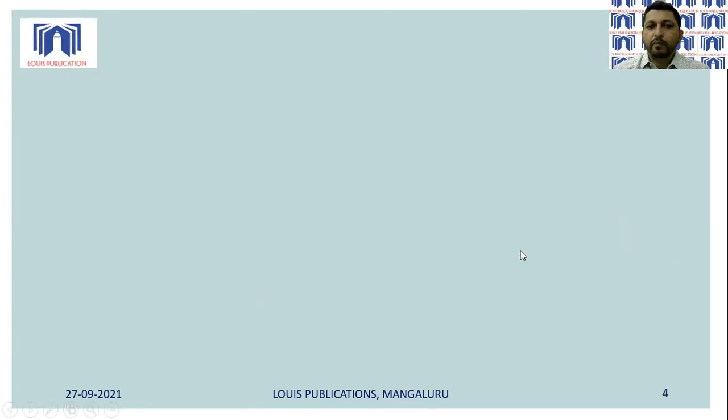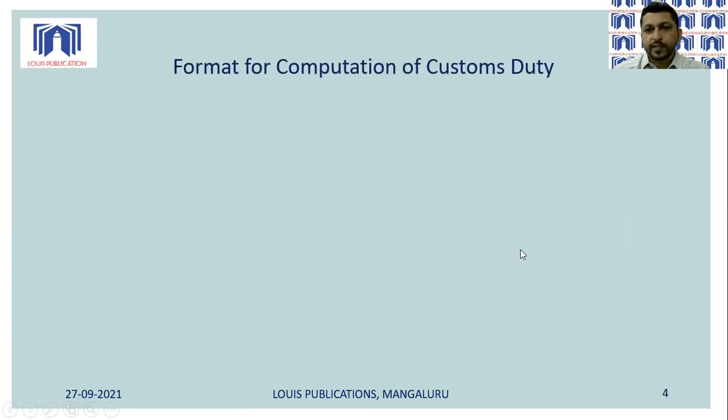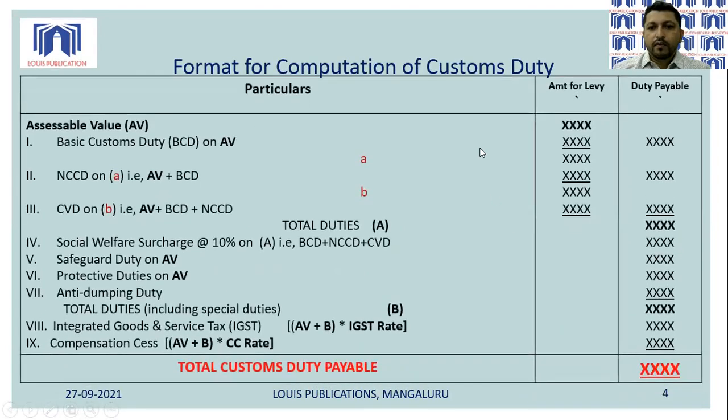Next, we will look at the format for computation of customs duty. We prepare two amount columns. One is the amount for levy and another is duty payable. Assessable value is first written in the inner column. Then we calculate basic customs duty. It may be given as 10%, 12.5, 20, 35, 30. Whatever rate is given will be calculated on assessable value. The same basic customs duty value will be written in the outer column. Then we add these up and write it in the inner column.